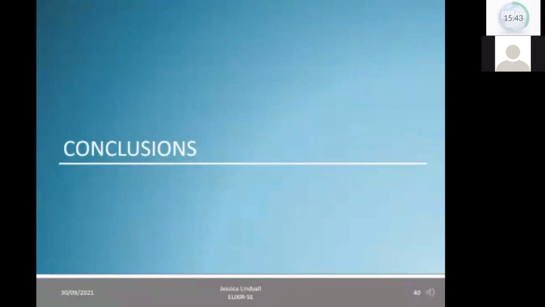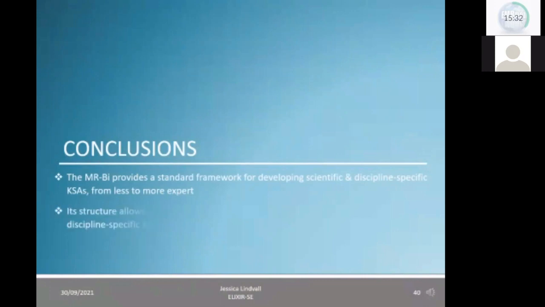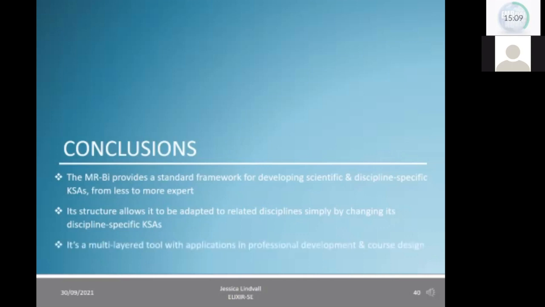So just to conclude, the mastery rubric provides a standard framework for developing scientific and discipline-specific KSAs from less to more expert. The structure of the mastery rubric for bioinformatics allows it to be adapted to a related discipline simply by changing its discipline-specific KSAs. So the mastery rubric structure in itself allows you to build another mastery rubric for another related discipline. And it's a multi-layer tool with applications in professional development and course design.